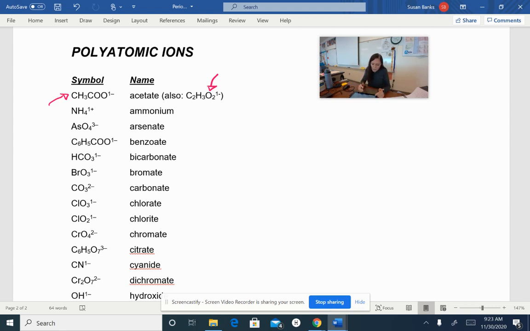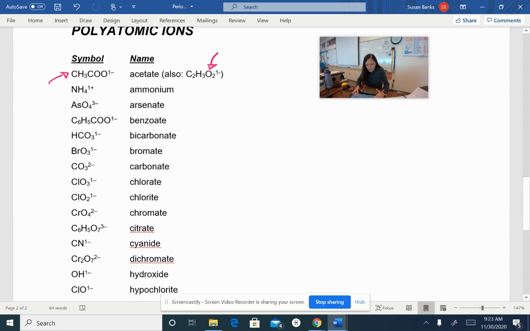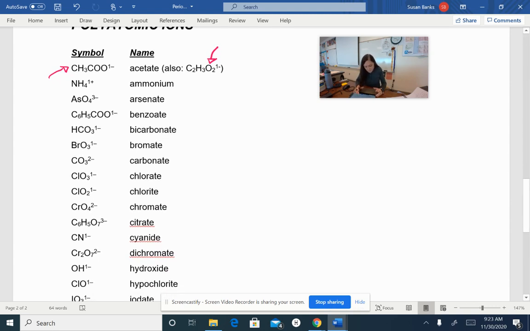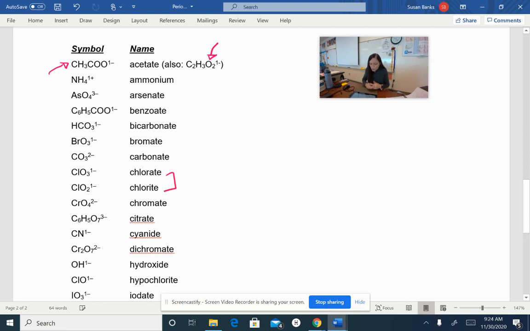Then we have ammonium. Ammonium is our one and only positive ion. It's NH4 +1. Then we have arsenate, benzoate, bicarbonate, bromate, carbonate, chlorate, chlorite. Notice chlorate and chlorite are only different by one oxygen.